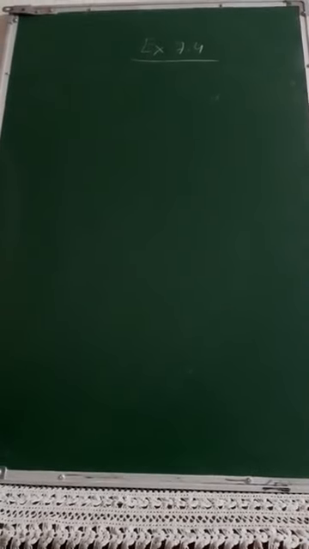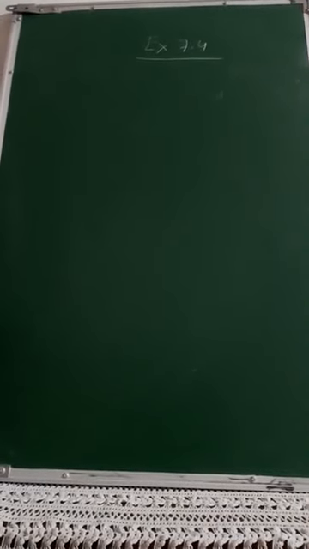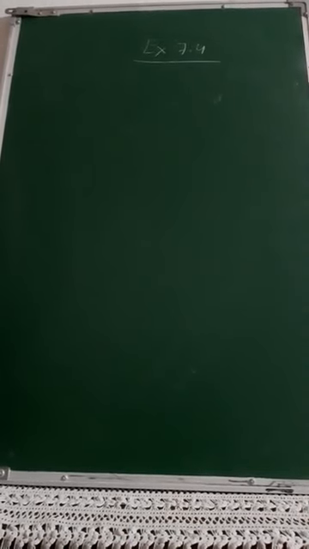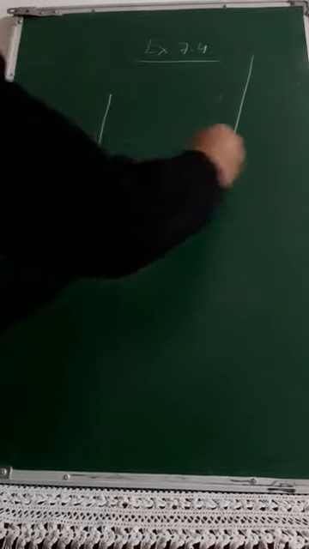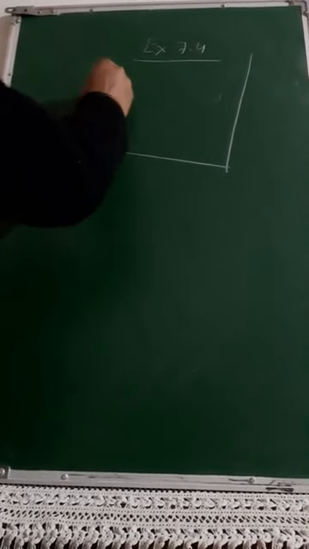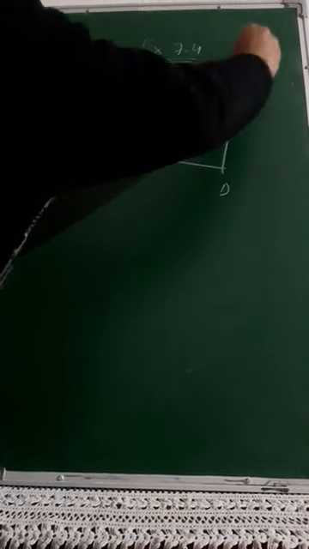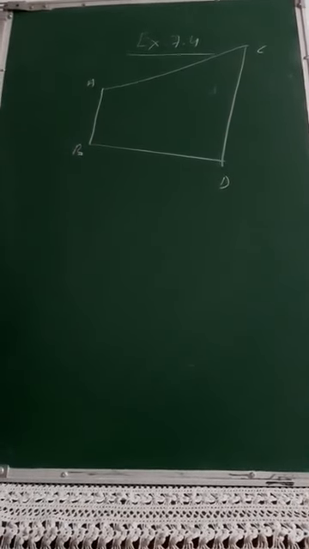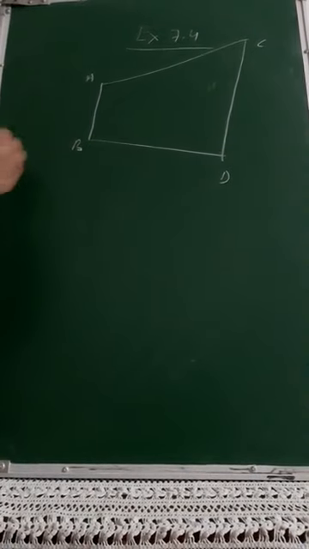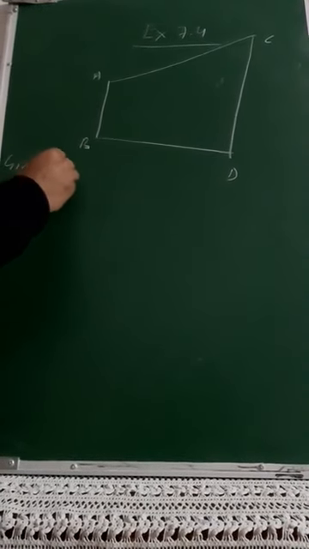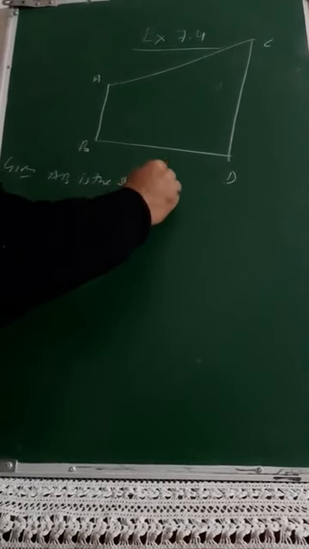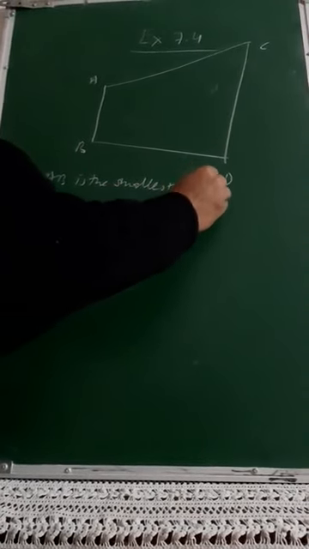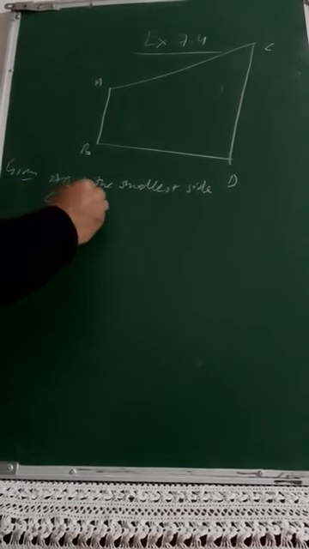Question 4 is, AB and CD respectively are the smallest and longest side of a quadrilateral. So AB and CD. This is your AB, this is your CD, and this is the quadrilateral given to you. AB is the smallest side given. AB is the smallest. CD is the largest side.